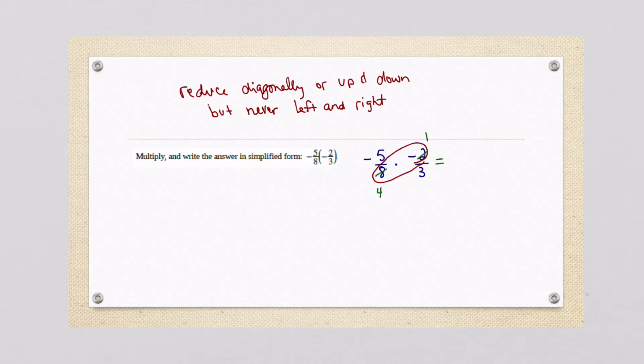Don't forget your negatives in this problem. So really I have -5 times negative 1, which is positive 5, and then 4 times 3 is 12. And then always ask yourself, do 5 and 12 have any common factors? And they do not. So 5/12 is your final answer here.